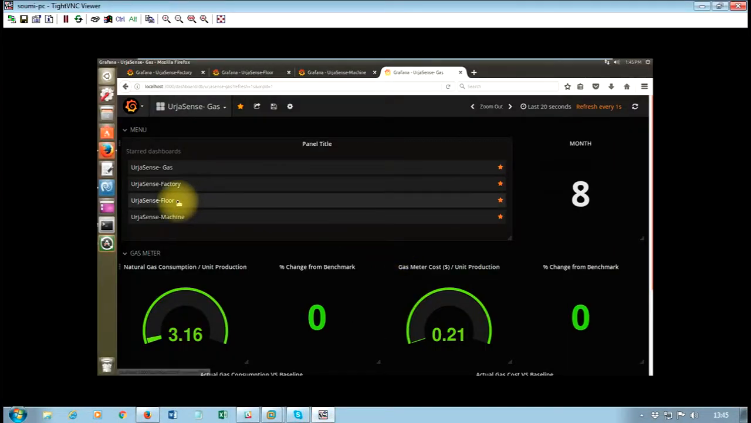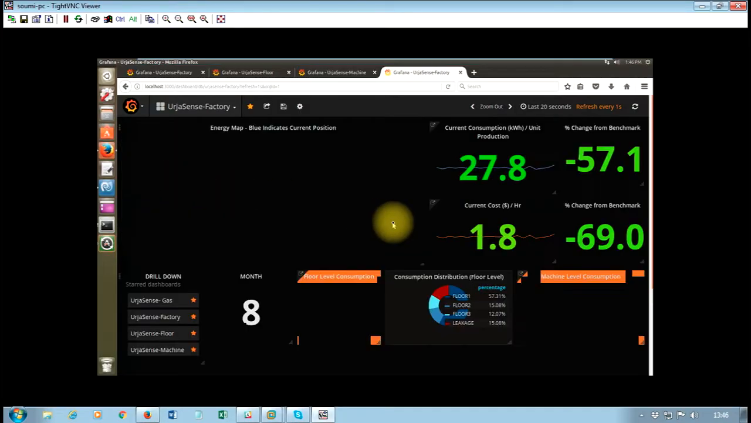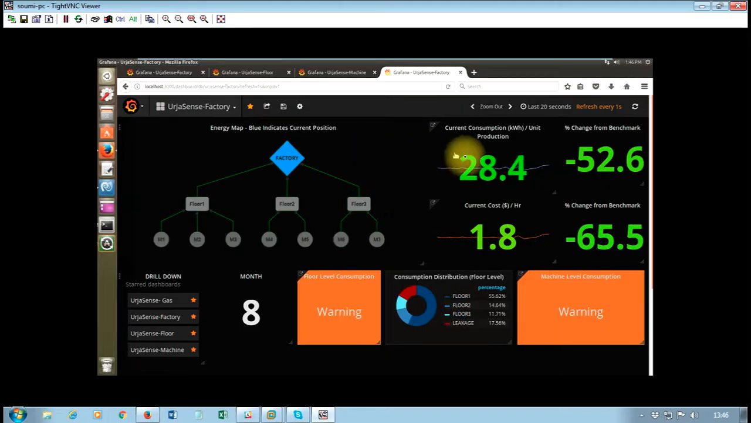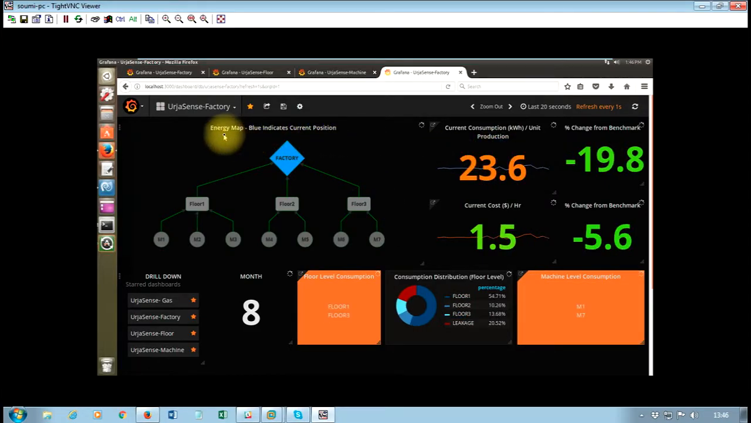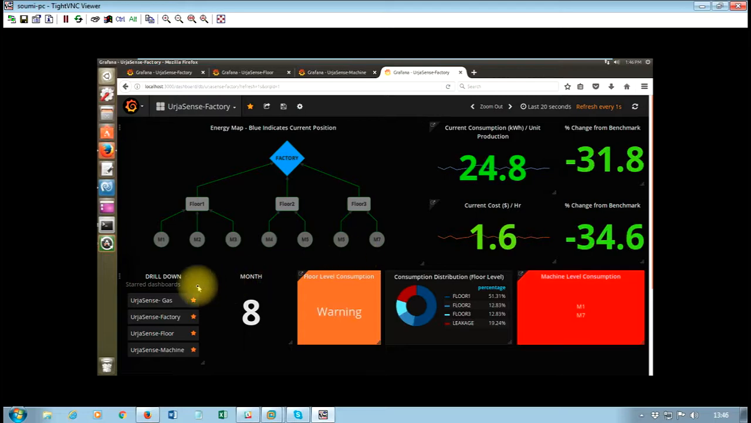Yeah. So this is a set of dashboards that gives you an idea how the energy consumption is taking place for one particular factory. If we start at the dashboard level for the factory, we can see that this shows the energy map where we have the factory level, the floor levels, and the machines. This is a drill down. At each stage you can go to the other dashboards from this place.